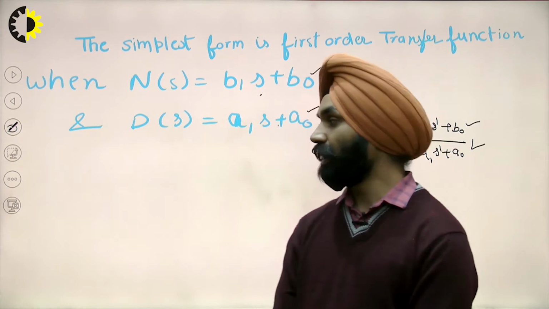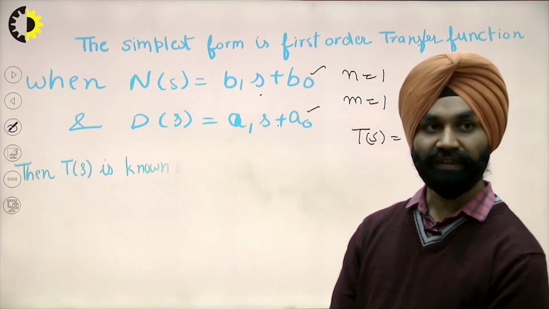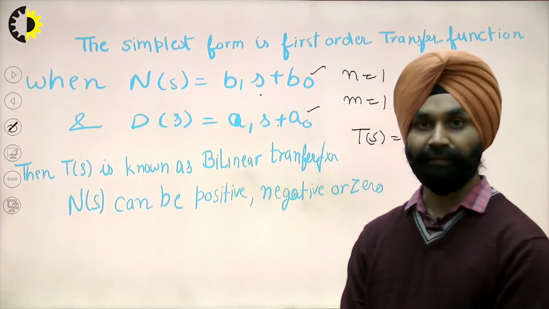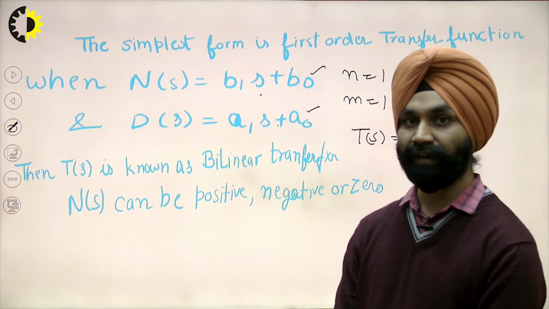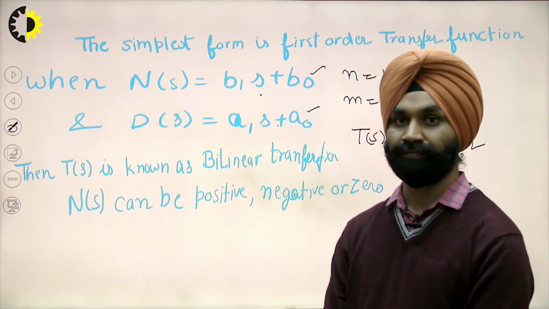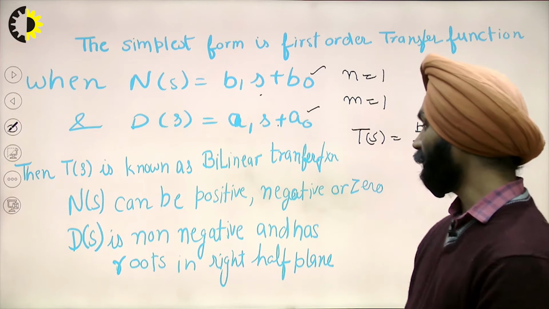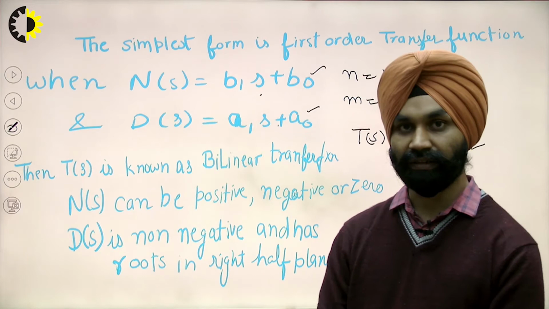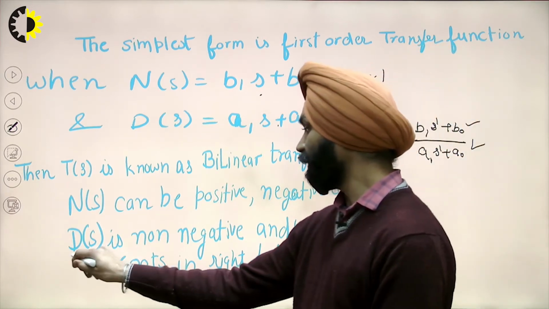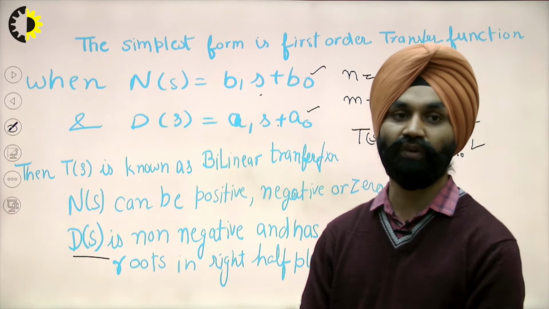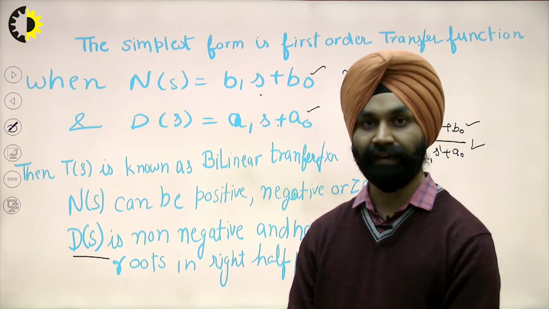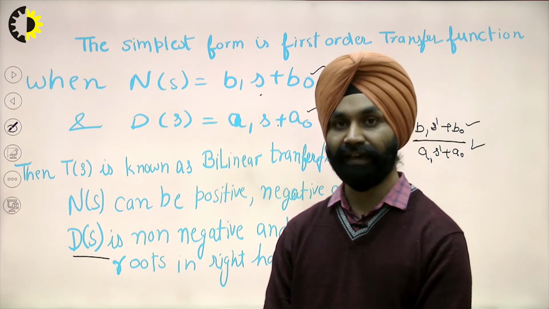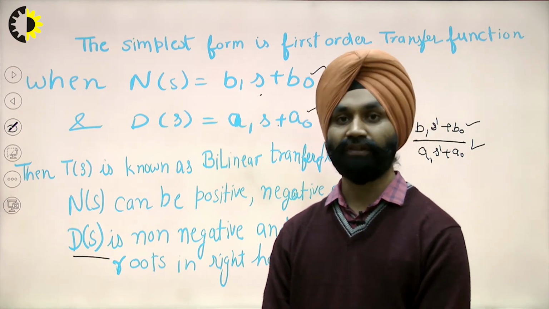Again, to realize this circuit, the first thing is that N(s), the numerator, can have a positive value, a negative value, as well as a zero value, but the denominator must be non-negative, that means positive, and for actual circuits the roots of this D(s) must be on the right hand side only, the right side of the origin. Only then can we realize this with actual components.